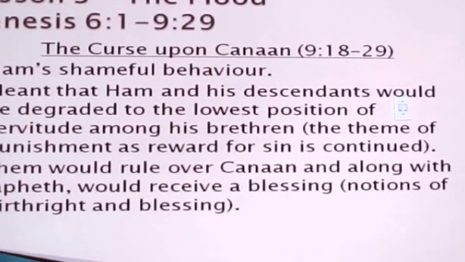The other brothers go in backwards and cover their father's nakedness. It meant that Ham, because of his behavior, and his descendants would be degraded to the lowest position of servitude among the brethren of the Israelite nation. And the theme of punishment as a reward for sin is continued again. Shem would rule over Canaan, and along with Japheth would receive a blessing.